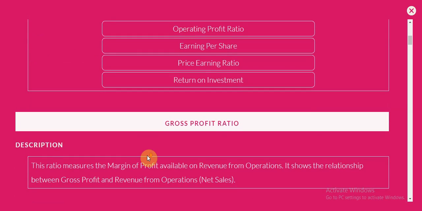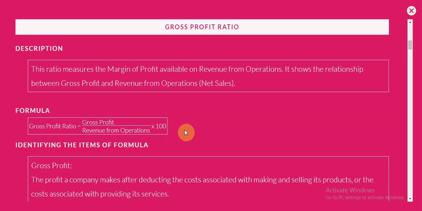So the first thing is the gross profit ratio. Let us get into the gross profit ratio. This ratio measures the margin of profit available on revenue from operations. It shows the relationship between gross profit and revenue from operations. Revenue from operations is nothing but net sales. So the gross profit ratio talks about the relationship between gross profit and net sales.